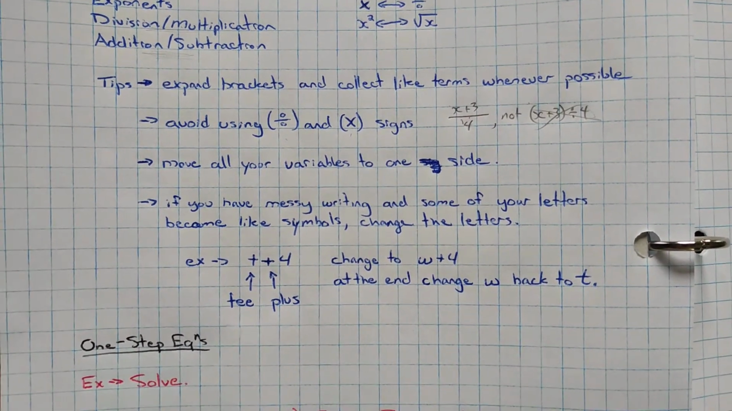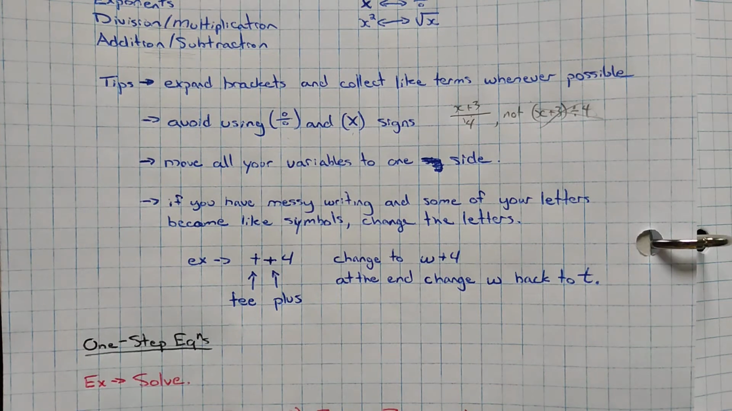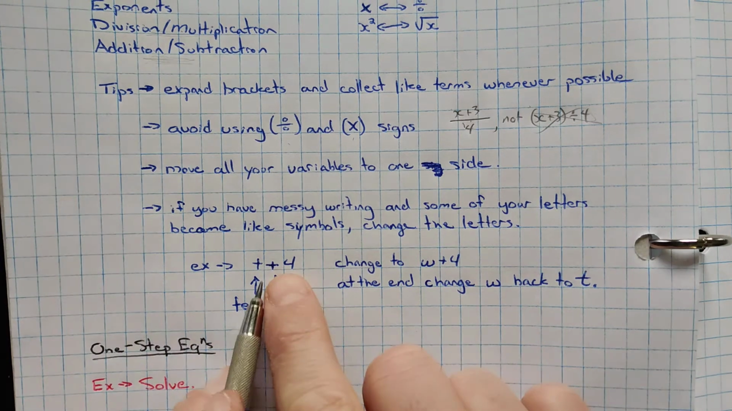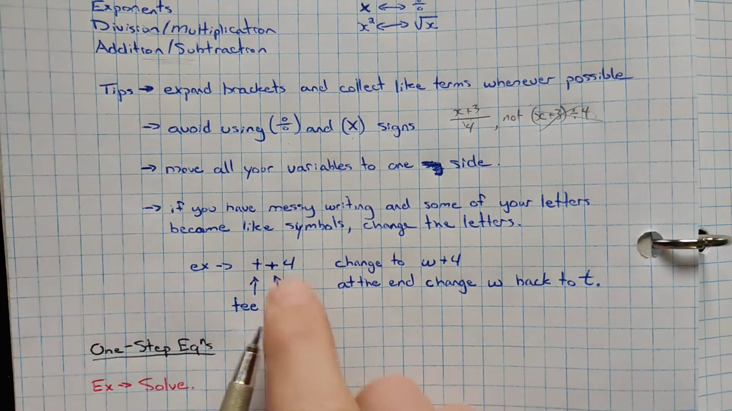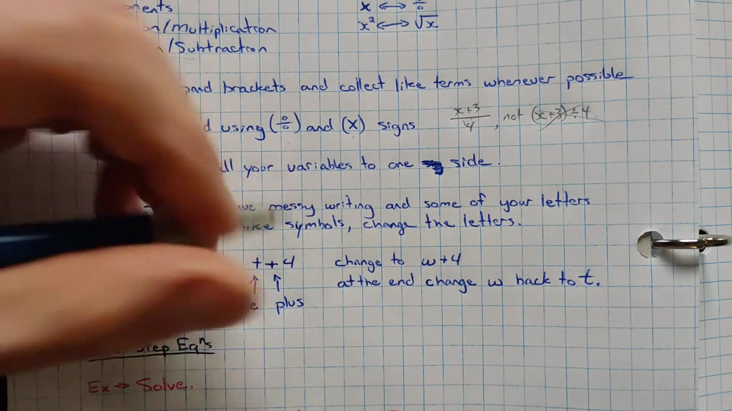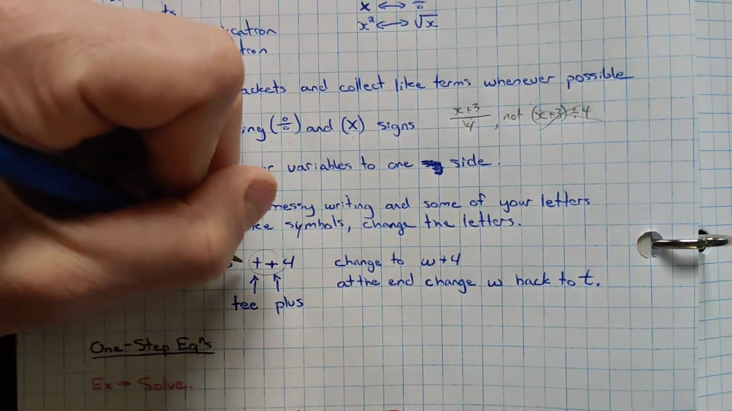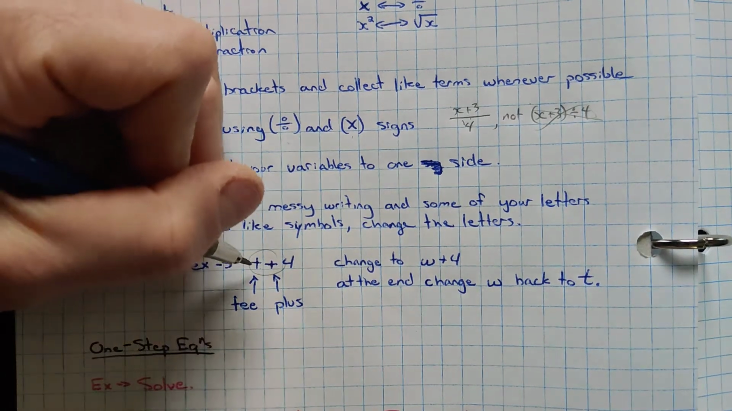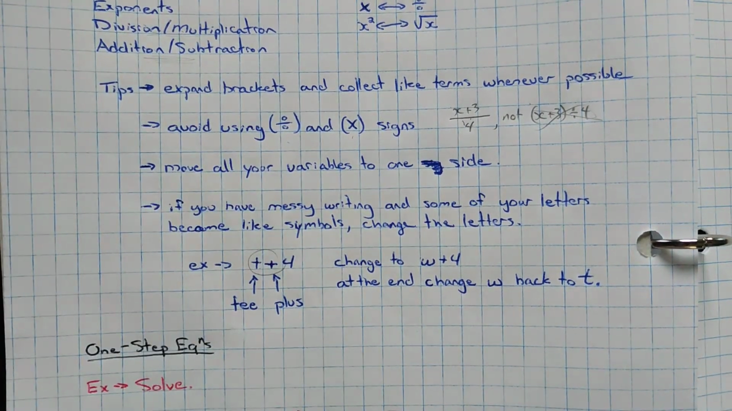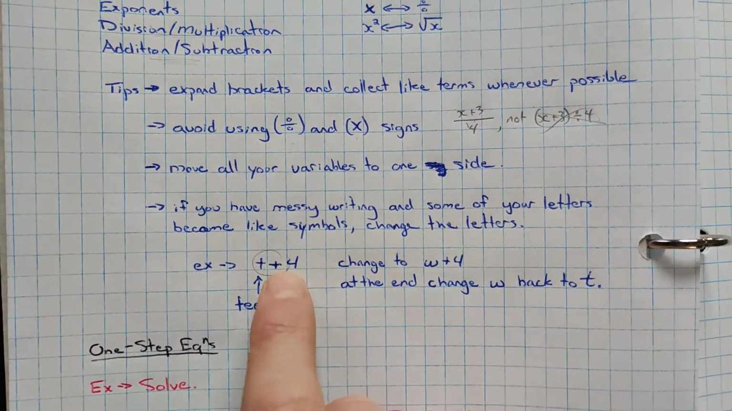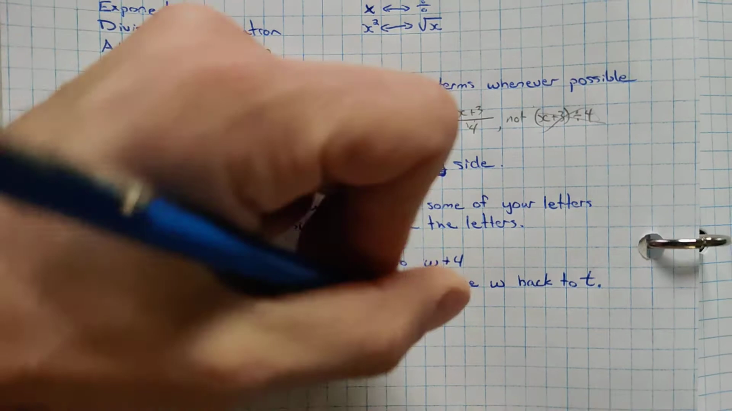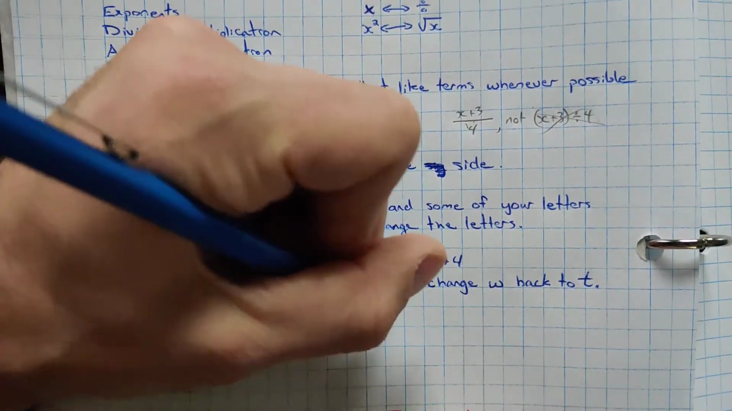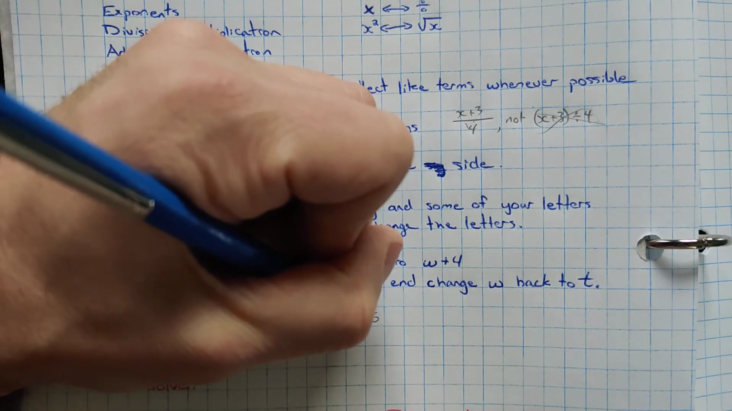If you have really sloppy handwriting and some of your letters start to look like symbols, your 5s look like S's, your T's look like pluses, things like that, then you can change the variable to something that won't become confusing. Some students have messy handwriting and their T's end up looking like pluses. If that's the case, then what you can do here is just change the T to say a W. So we could then work with that, and as long as you get to the end where you have, say, W equals 6 as an answer, then you just change the W to a T.